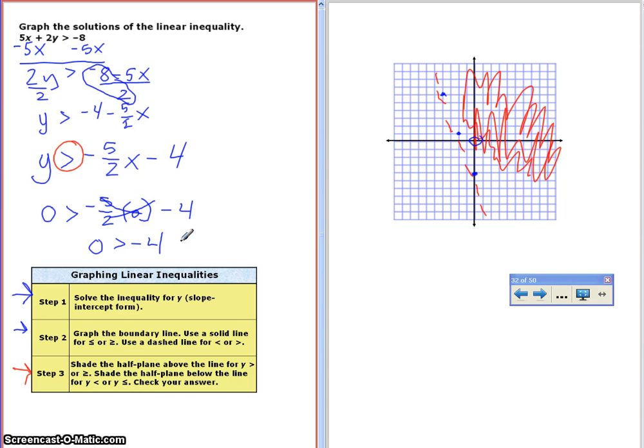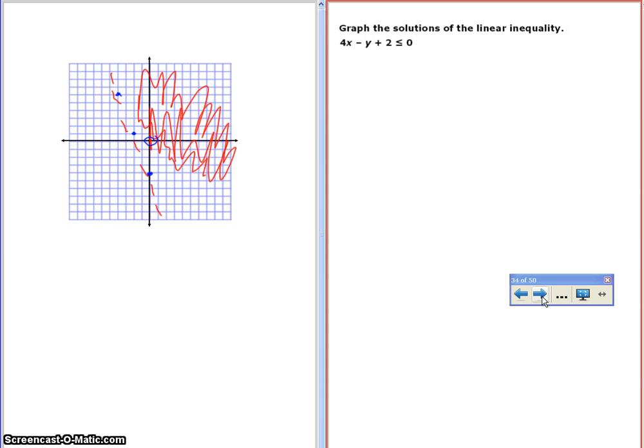All right, the next example, why don't you go ahead and, actually, I wonder if I can give it to you. Maybe. There's the next example right here on the top of your screen. 4x minus y plus 2 is less than or equal to 0. So why don't you go ahead and try to work on that problem, and then the answer video will be the next one that you watch.